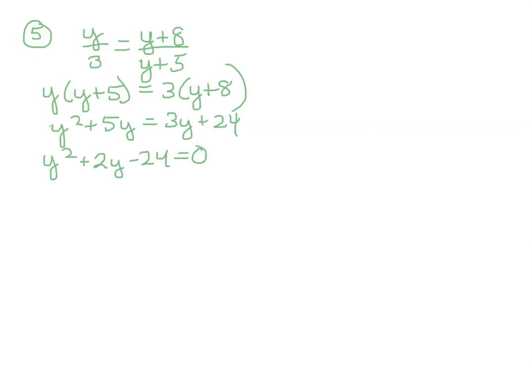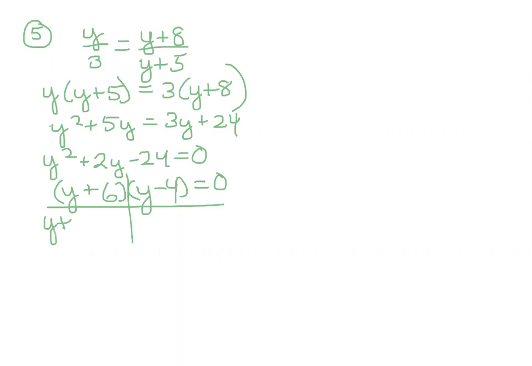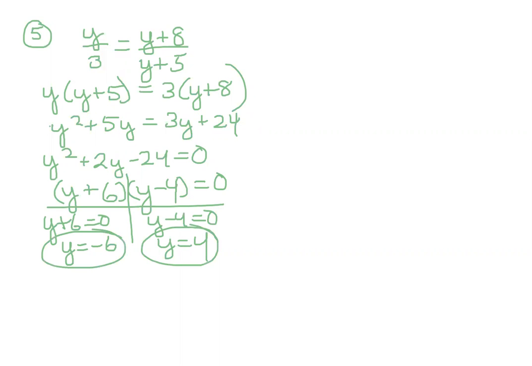And we get this. What multiplies to give you 24 and adds to give you 2? 6 and 4, plus minus. y plus 6 equals 0, so y equals negative 6, and y minus 4 equals 0, so y equals 4. So we got our two answers right there. All right, let's look at number 6. 2x minus 3 over 2 equals 3 over x plus 4. Ooh, this one doesn't look very fun, does it?